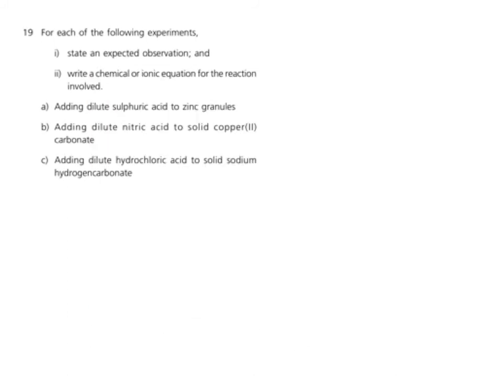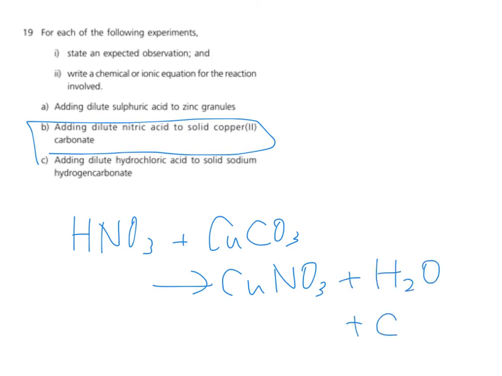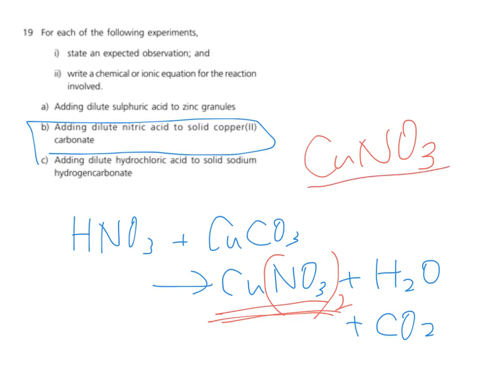For question B, some of you do it very well. You write nitric acid and copper 2 carbonate becomes copper nitrate, H2O, and CO2. But some of you didn't balance the equation. Why? Because copper 2 nitrate is actually Cu(NO3)2, not the originally written one. You need to bracket it, and so you need to balance it with 2 HNO3 instead. As a result, some of you lose marks here. So pay attention to the ion charges to balance it.